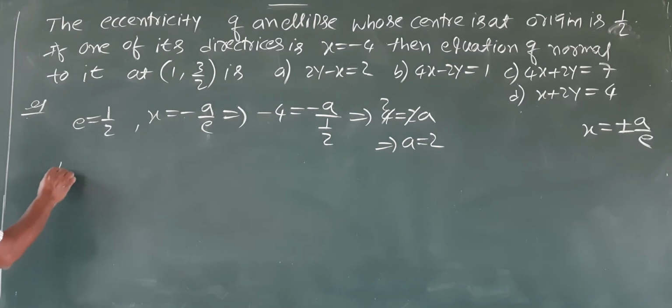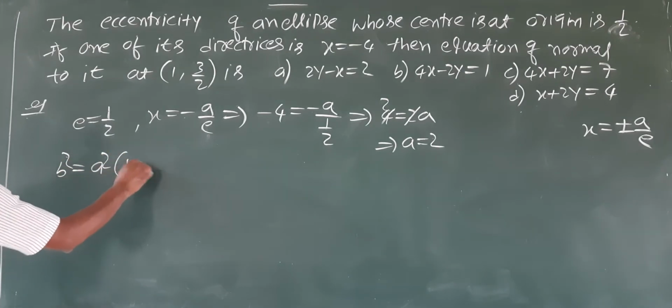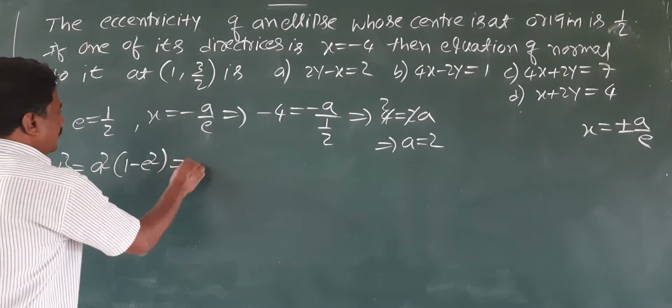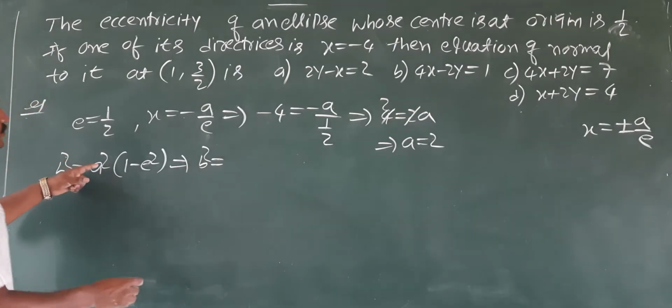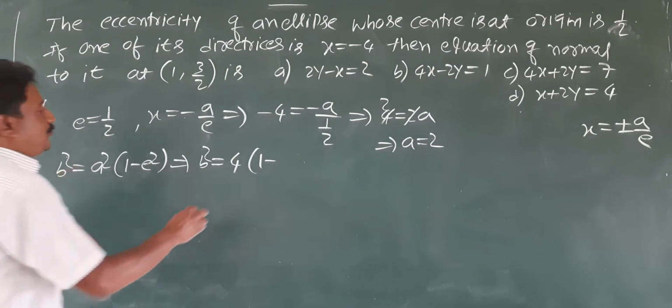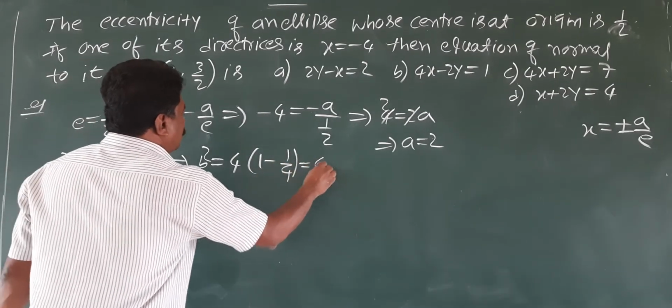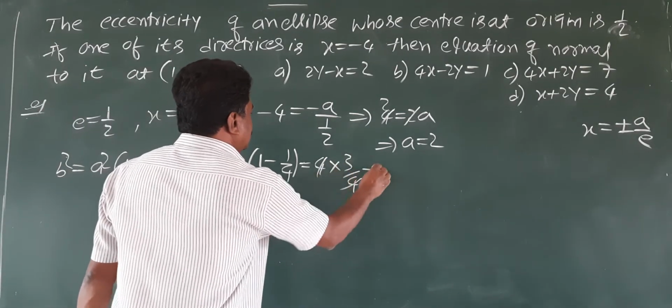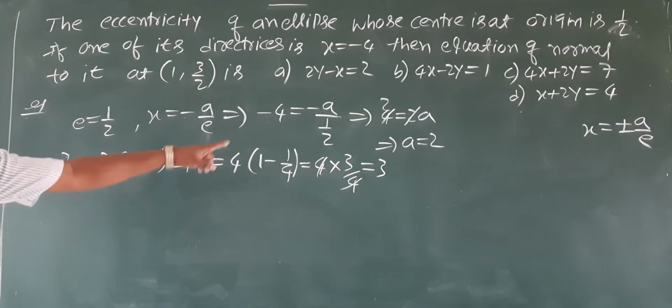So b square is equal to a square into 1 minus e square. For ellipse, b square becomes a square into 1 minus e square. For hyperbola, instead of writing 1 minus e square, you write e square minus 1. So substitute: b square equals a square, 2 square is 4, into 1 minus e square, 1 by 4. So 4 into 3 by 4 is 3. We got both a square and b square.